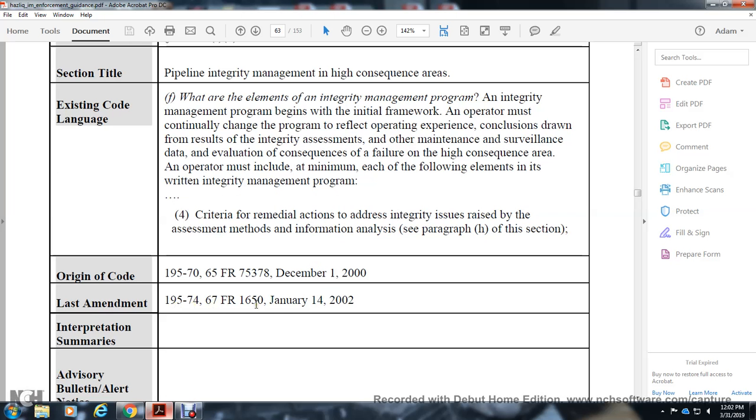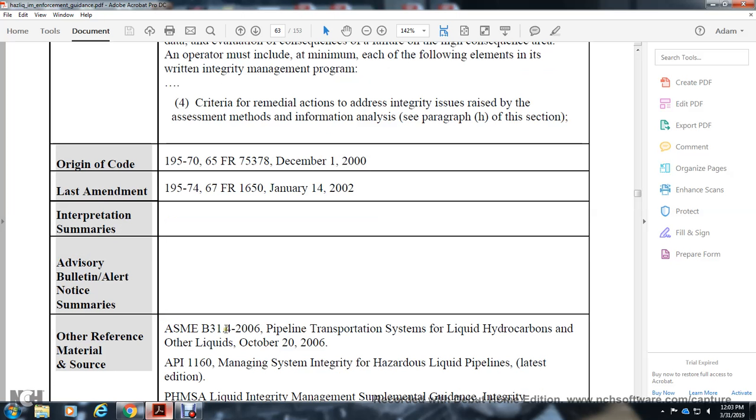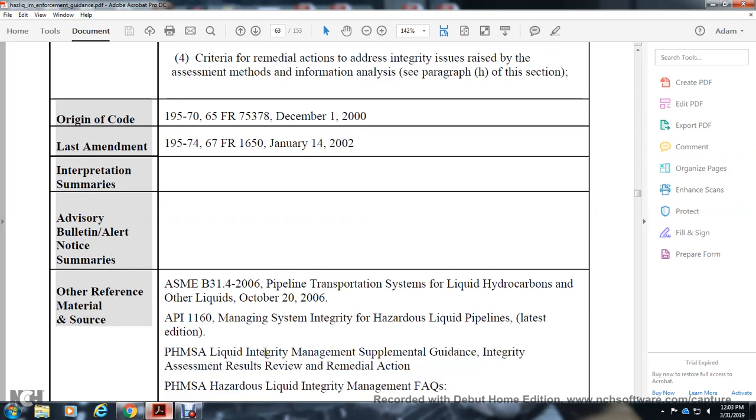See paragraph (h) of the section. Origin code 195.76, Title 65 Federal Register 75378, December 1, 2000; last amendment 195.74, 67 Federal Register 1615, January 14, 2000. Interpretations: a summary for the advisory bulletin or alert, no summaries, none. Other reference material: ASME B31.4-2006, Pipeline Transportation Systems for Liquid Hydrocarbons, October 20, 2006; American Petroleum Institute API 1160, Managing System Integrity for Hazardous Liquid Pipelines, latest edition; PHMSA liquid integrity management supplemental guidelines, integrity assessment results and the review of remedial action.